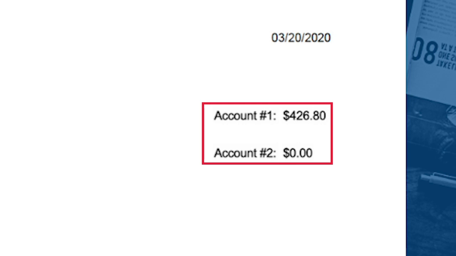You do have the option to have your paycheck automatically split into two separate accounts on a percentage or fixed rate basis. For example, I could say that I want $400 to be deposited into account number 1 and whatever is left over to be deposited into account number 2. Or I could say deposit 75% into account number 1 and the other 25% into account number 2.